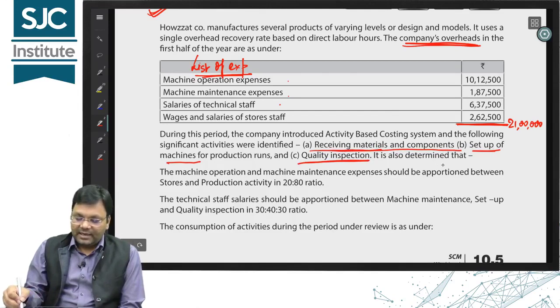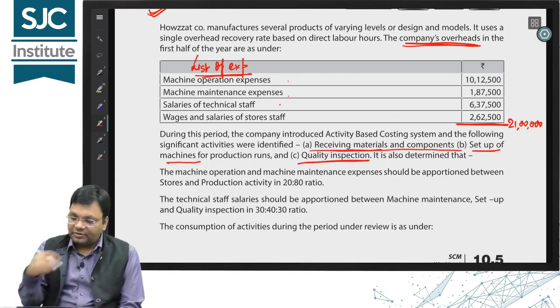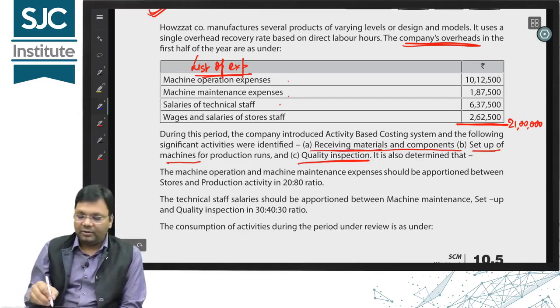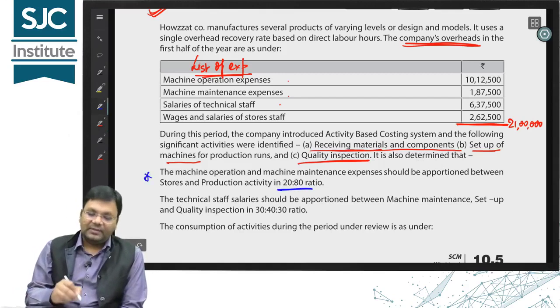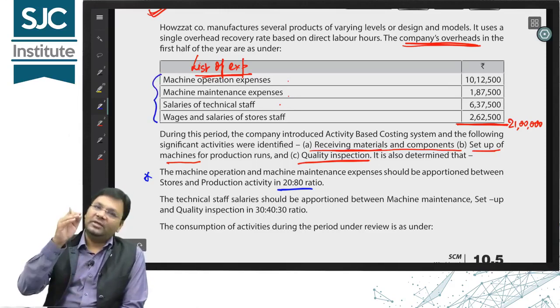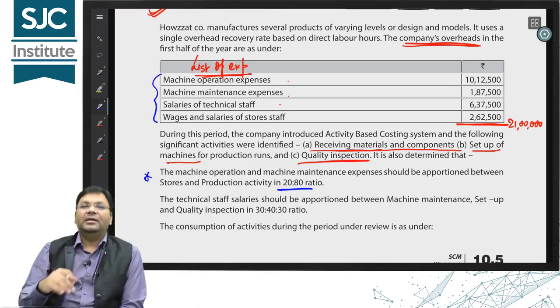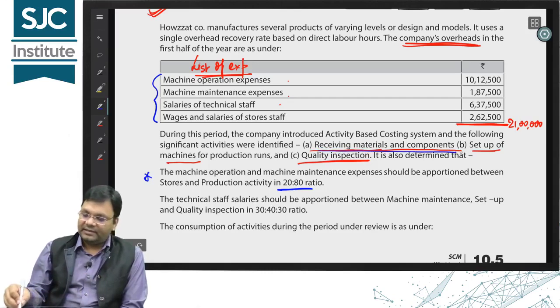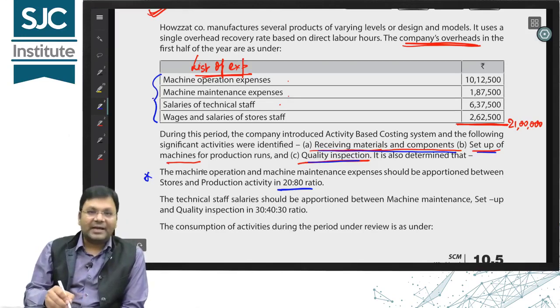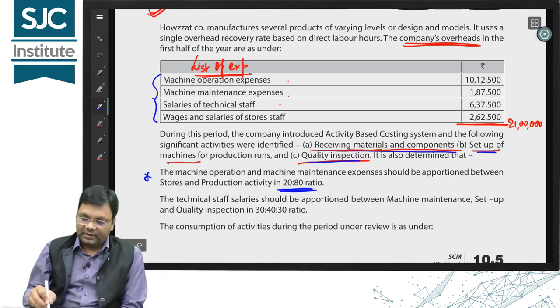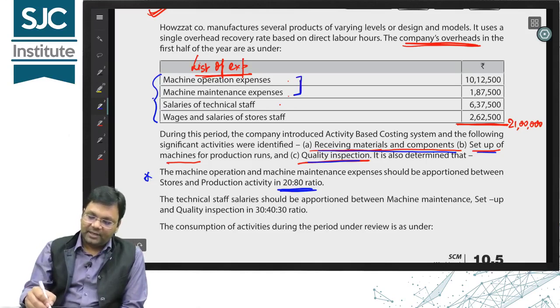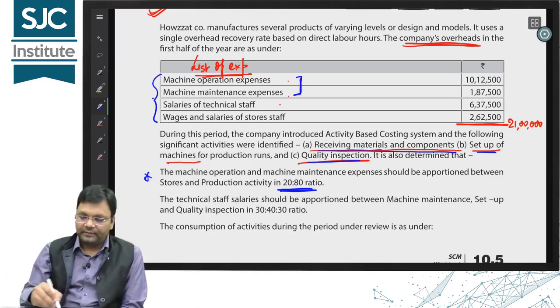It is also determined that machine operation and machine maintenance expense should be apportioned between stores and production activity in 20:80 ratio. This is something new in this question. You see, these are the list of expenses. Either these go to departments in case of traditional costing, or in case of activity-based costing, these should be apportioned among the activities. There are three activities, 1, 2 and 3, so we have to apportion these costs into these three activities, and the ratio has been given. So they are saying machine operation and maintenance expenses should be apportioned between stores and production activity.